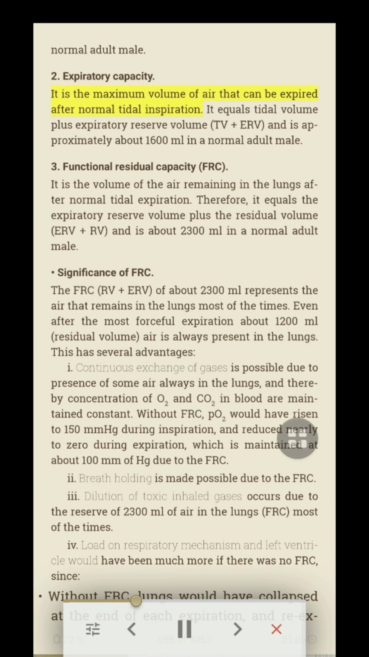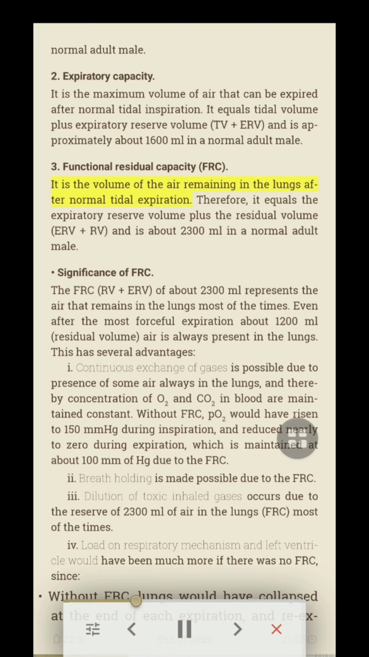2. Expiratory capacity. It is the maximum volume of air that can be expired after normal tidal inspiration. It equals tidal volume plus expiratory reserve volume (TV + ERV), and is approximately 1,600 milliliters in a normal adult male. 3. Functional residual capacity, FRC.